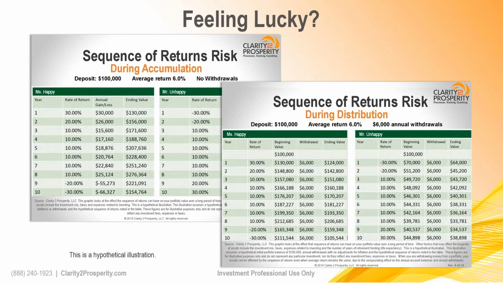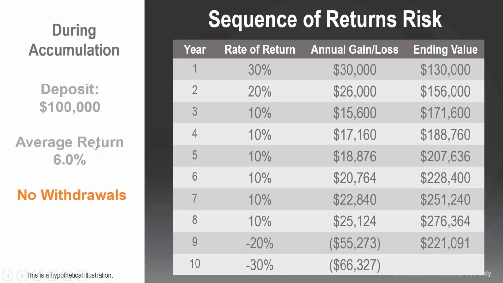Right. Now this chart is really an awesome one. We call this "Feeling Lucky," is what we've named this chart. What this does is takes us through the series, and we're going to walk you through how we use it to explain it to a prospect. We're going to show you the difference during accumulation, meaning you're not taking withdrawals, versus during distribution when you're taking withdrawals, and the effect of sequence of returns risk.